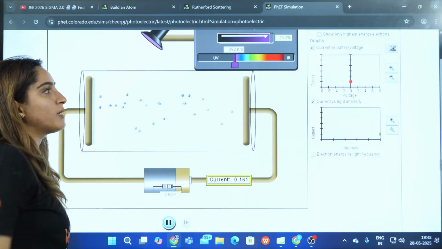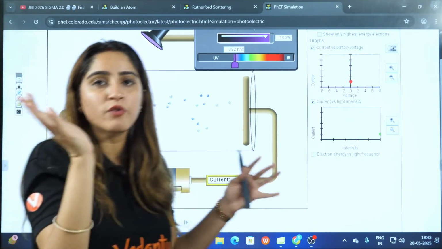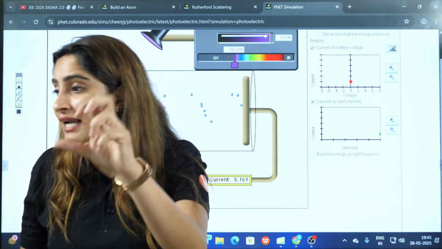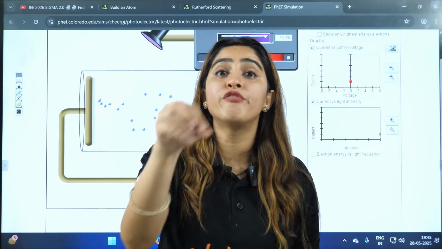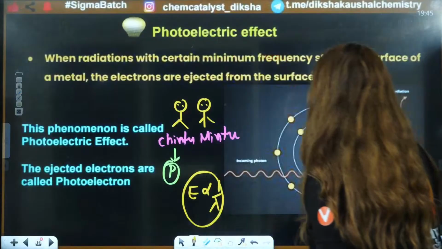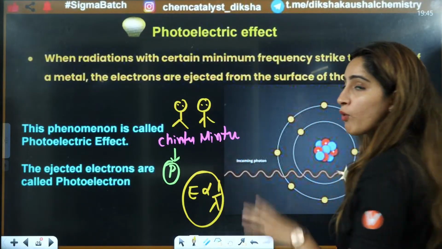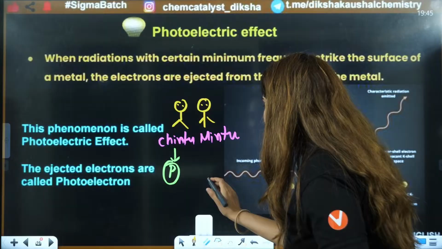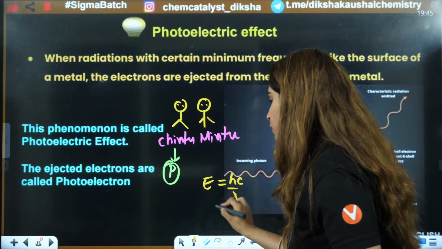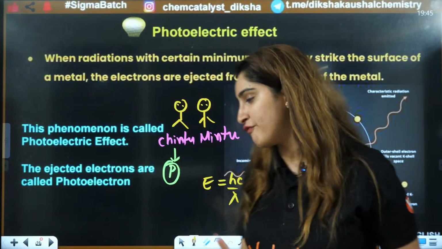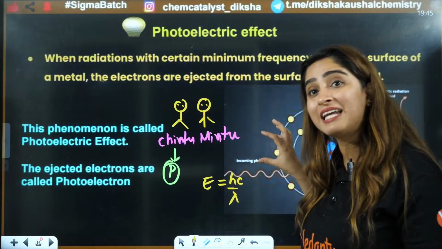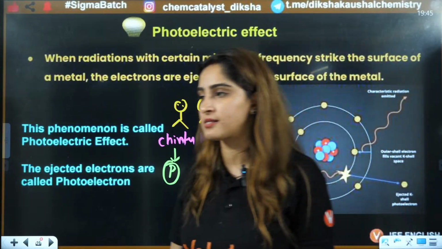This energy, what I am changing, can you see what I am changing? I am changing the energy of the incident light. That depends on which photon you are using, which lambda. As I told you, lambda is inversely proportional to the energy. E is equal to hc by lambda. Do you agree? That means if lambda increases, energy decreases, right? If lambda decreases, energy will increase.